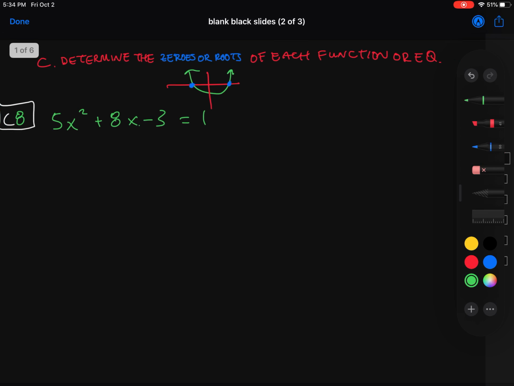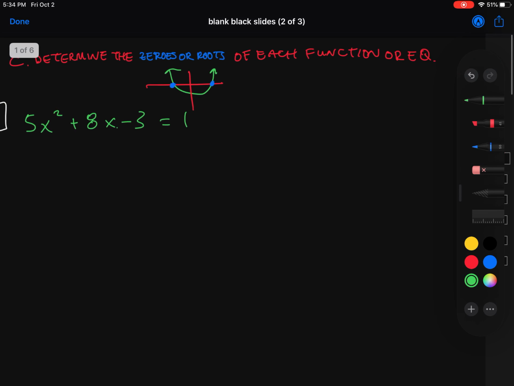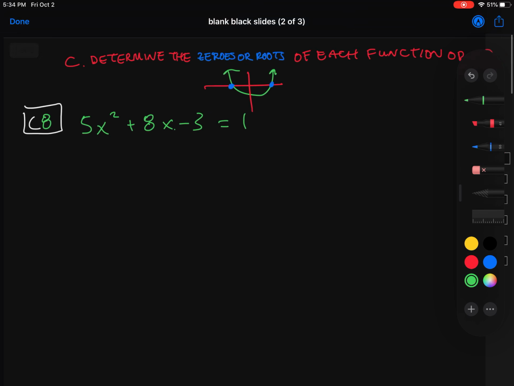C8, determine the zeros or roots of each function or equation. Remember those blue dots? That's what we're trying to solve. Remember some of the hints I gave you guys at the top of Skills Practice 115: is this in standard form? And the answer is no. Why is it not in standard form? It's because you have that 1 hanging out over here.